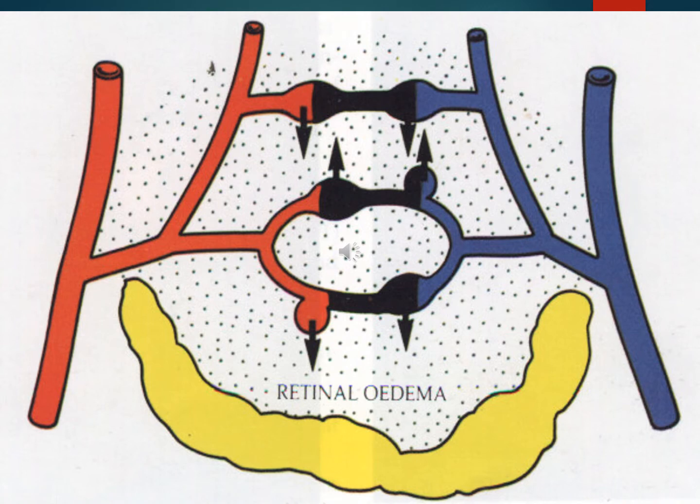The sequences of leaking from the microaneurysm lead to formation of retinal edema. The retinal edema may be localized, may be diffuse, extensive retinal edema. It depends on the type of leakage, whether it is localized or extensive capillary leakage.